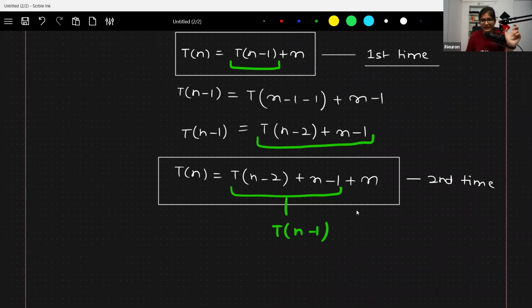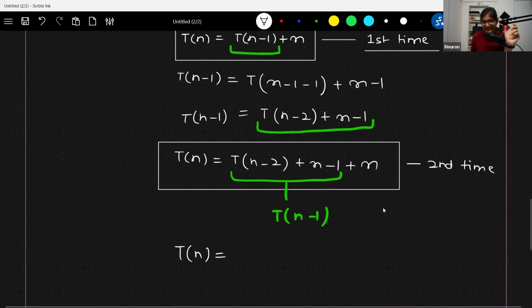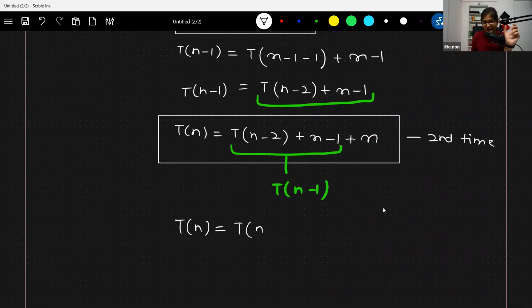Now, if I ask you, what is the value of T of n minus 2? Can you substitute again? What will be the value of T of n minus 2? Can I say it will be equal to T of n minus 3 plus n minus 2?